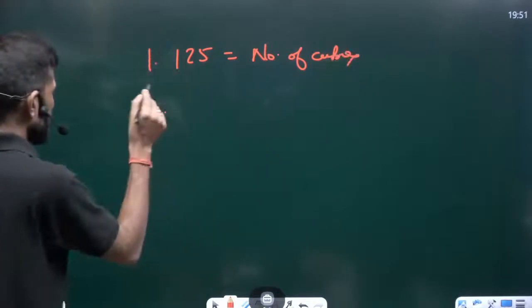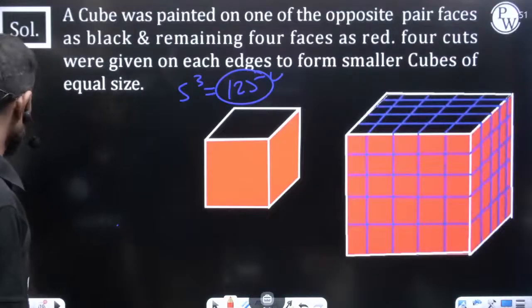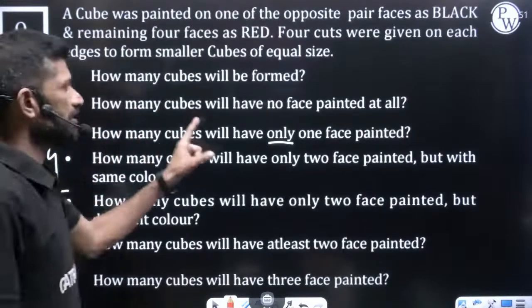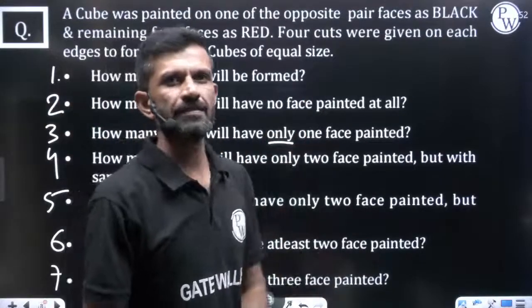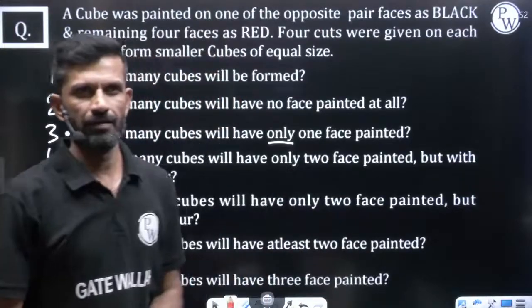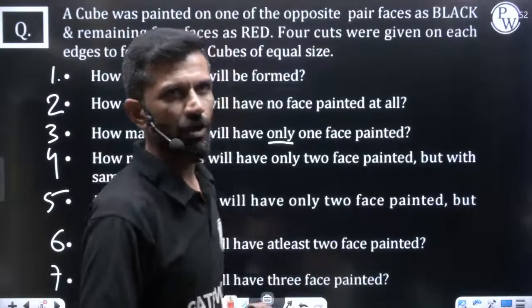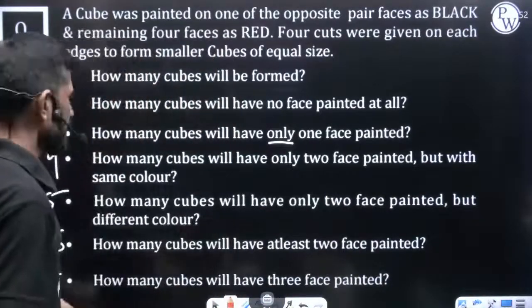Okay, moving to the second question. What was the second question? The second question they are asking is how many cubes will have no face painted at all? Now let us understand this question.